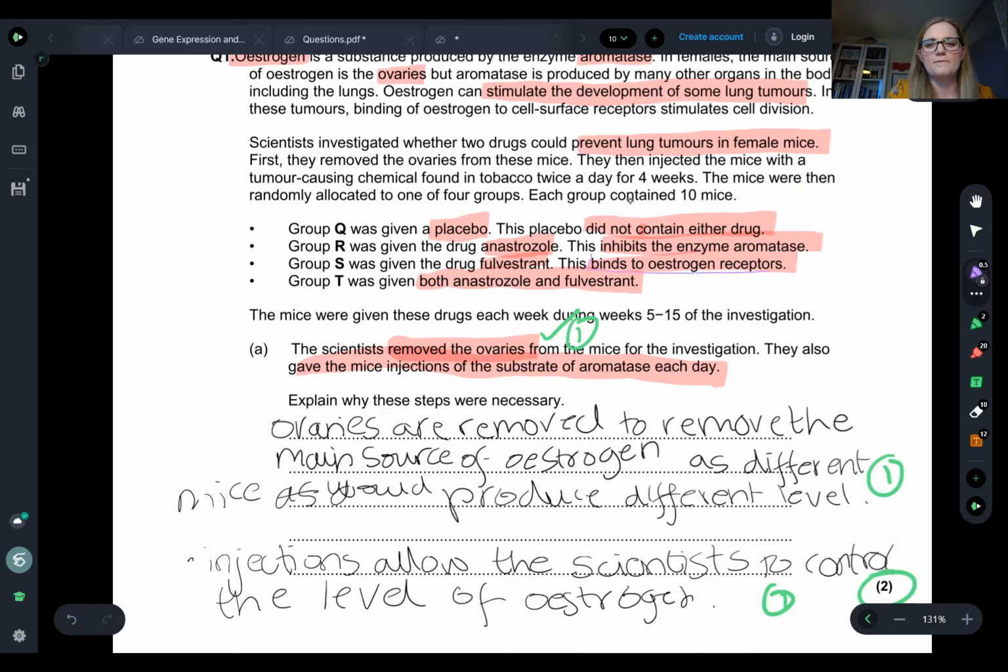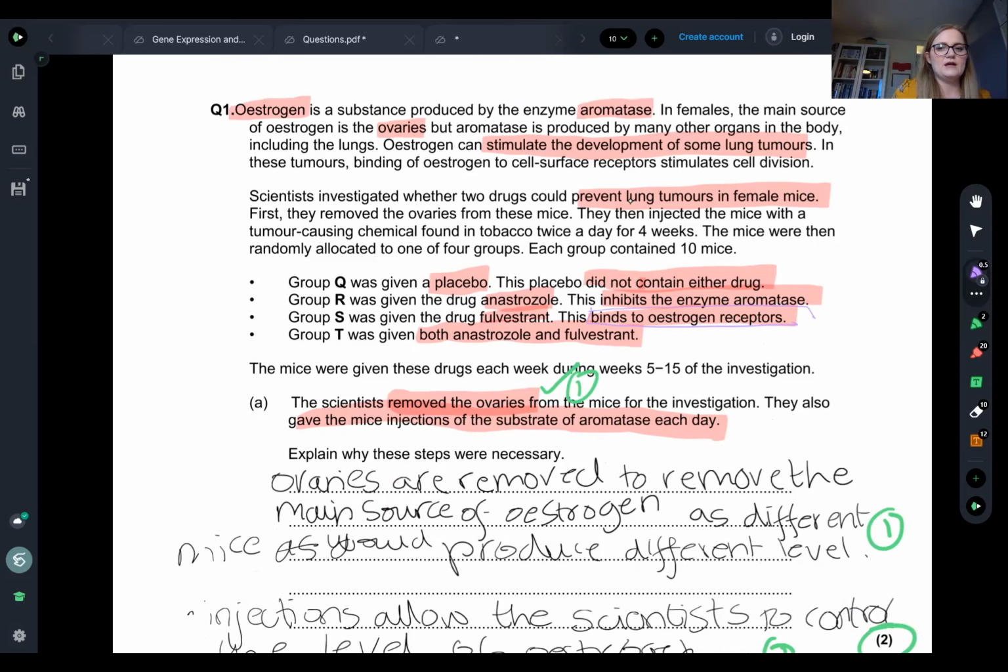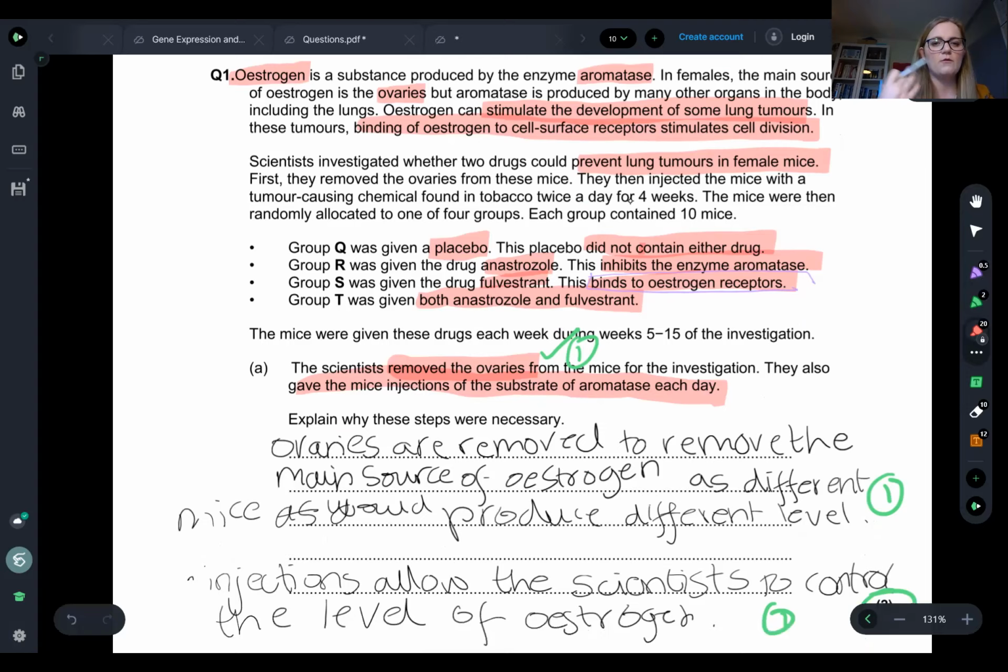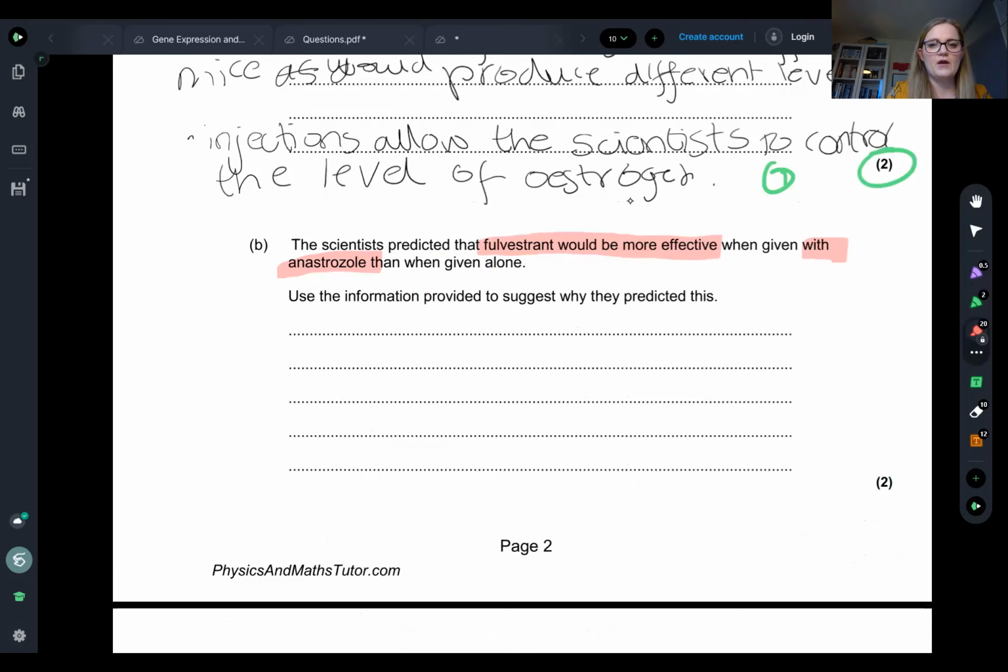But we've also got this bit here. If we give them fulvestrant, this binds to estrogen receptors. Now, why would that be useful? Well, here, if we look at the top, in these tumours, binding of estrogen to cell surface receptors stimulates cell division. If fulvestrant binds to estrogen receptors on the tumour cells, cell division can't be stimulated. So if we go with both, we're protecting it from both angles. So we're using the information provided to suggest why they predicted this.